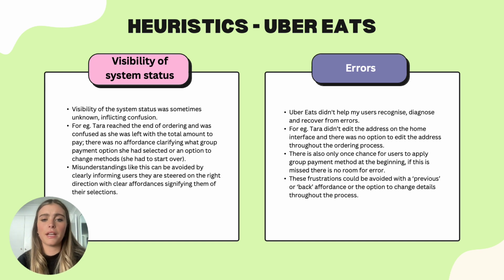Uber Eats didn't help my users recognize, diagnose, and recover from errors. For example, Tara didn't edit the address on the home interface and there was no option to edit the address throughout the process. There is also only one chance for users to apply the group payment method, at the beginning. If this is missed, there is no room for error. These frustrations could be avoided with a previous or back affordance, or the option to change details throughout the process.